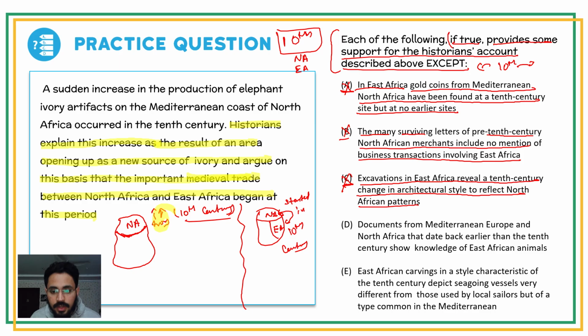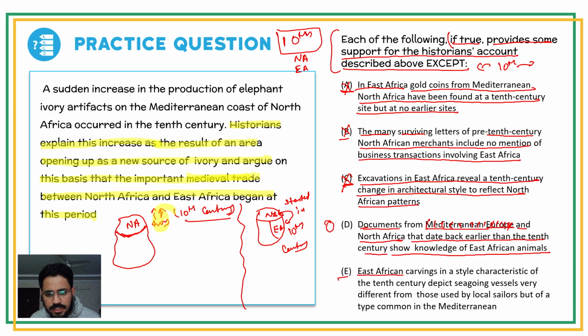So now that's wrong. All right, D, documents from Mediterranean Europe. How did Europe come in here? But yeah, it might be relevant. And North Africa. Okay, so you have North Africa as well. So they have some documents from North Africa that date back earlier than the 10th century, before the 10th century, showing knowledge of East African animals. Yeah, that kind of establishes something pre-10th century between North and East Africa. Although I do feel the Mediterranean Europe part is not relevant. But okay, it's a good option.